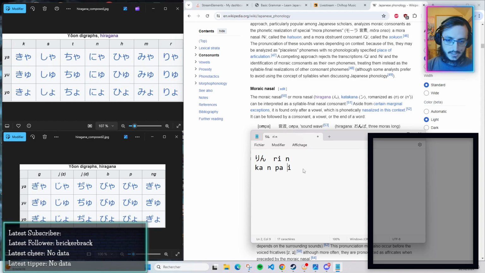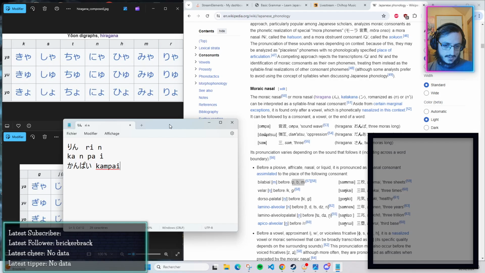When you write it in Japanese, you have ka n pa i. This is pronounced kampai. Kampai. So before the P from pa, the N, which is this one, will be pronounced as an M. Kampai.